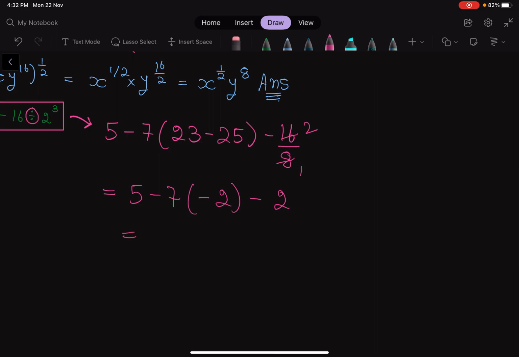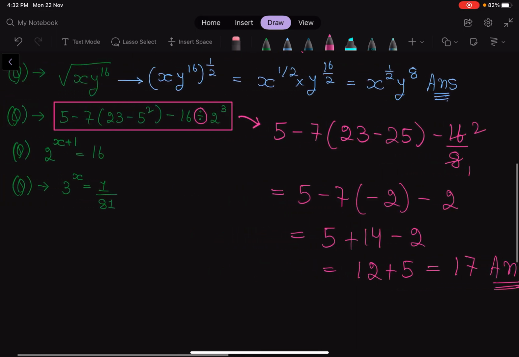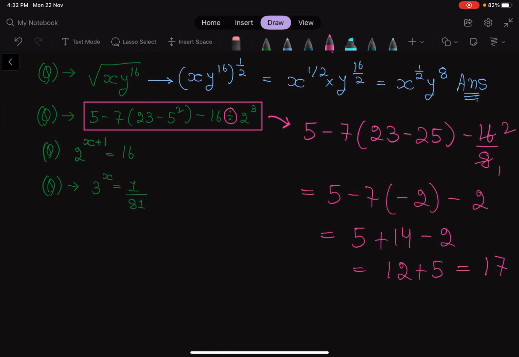So you multiply this 5. Minus 7 multiplied by minus 2 is plus 14. Minus 2. So it's 12 plus 5. And the answer is 17. Please make sure you apply BODMAS here, otherwise you'll get the question wrong.